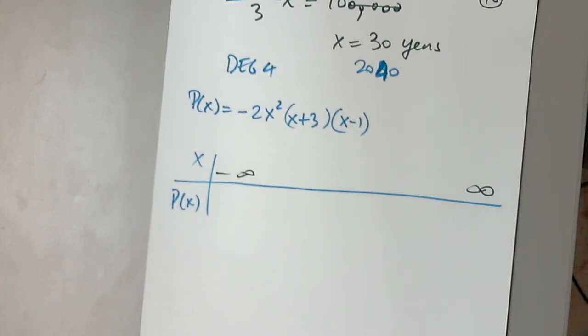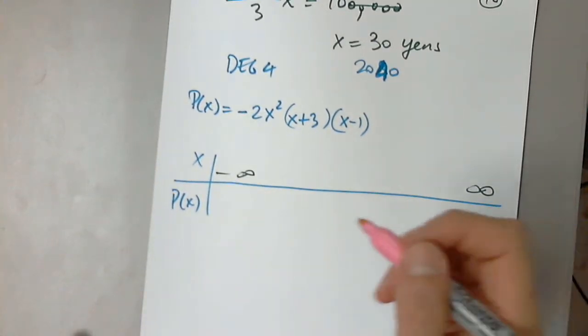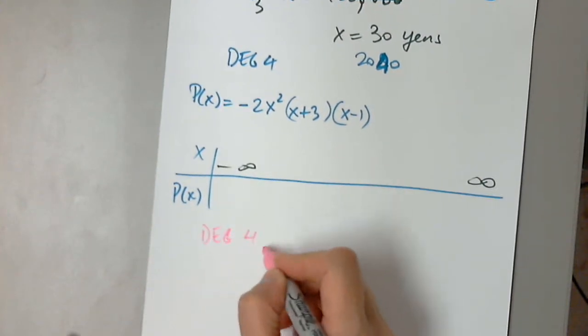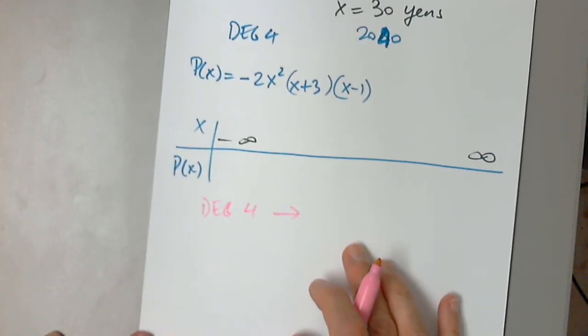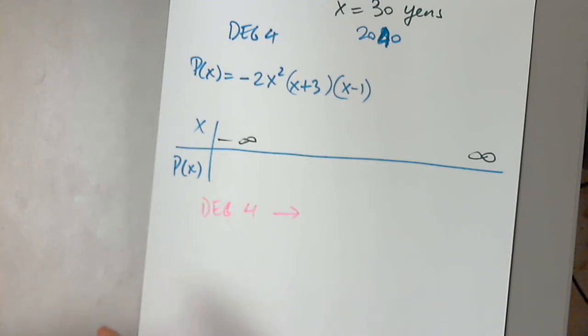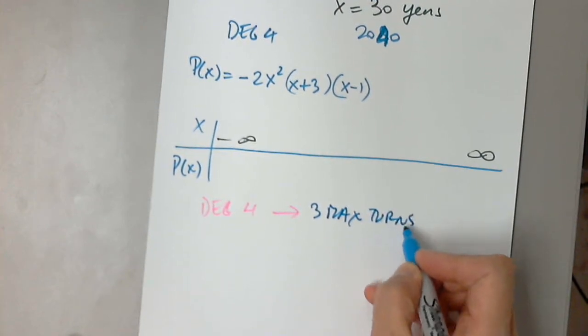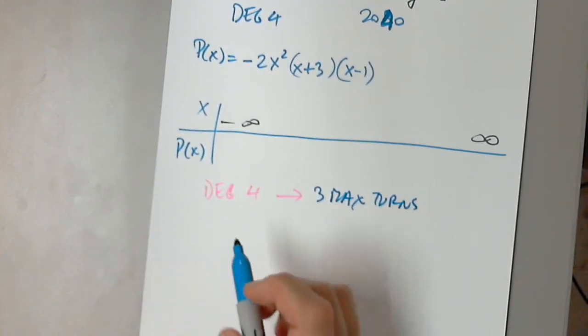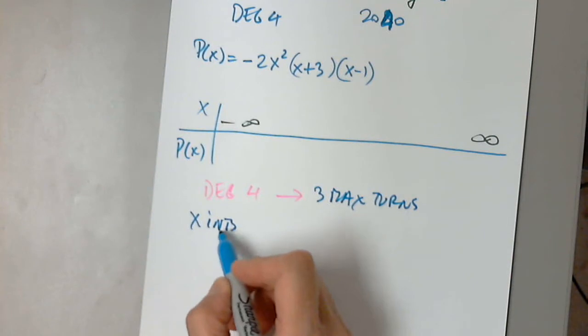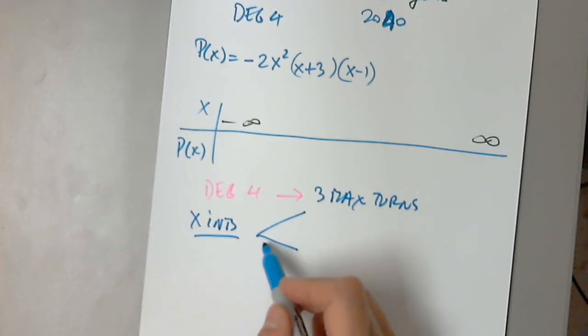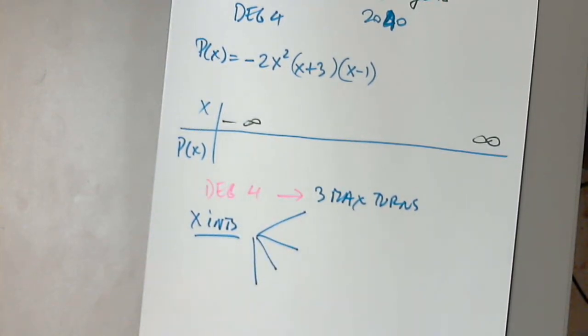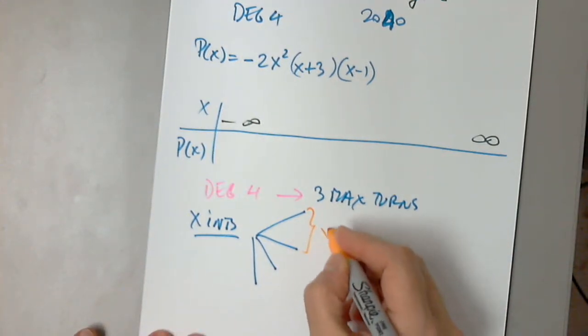What is the end behavior? Since you already told me degree 4, how many maximum possible number of turns? 3 max turns. Okay. How many solutions? How many x-intercepts? Absolutely 4. So please give me 4 x-intercepts. 2 of them are 0. Very good.